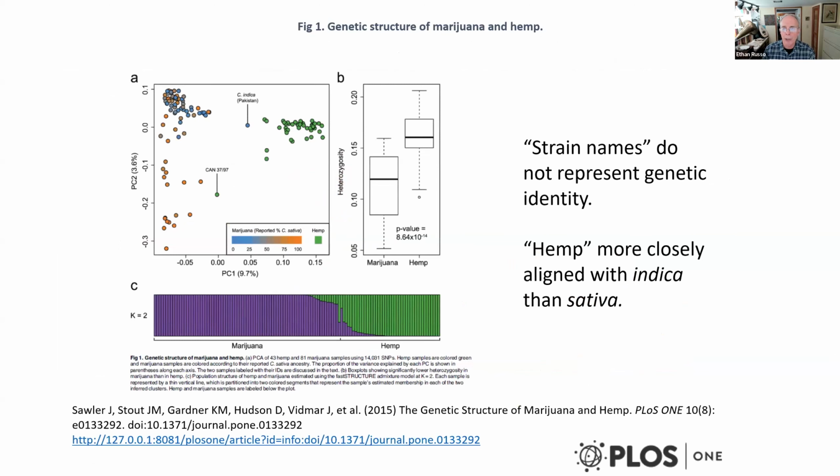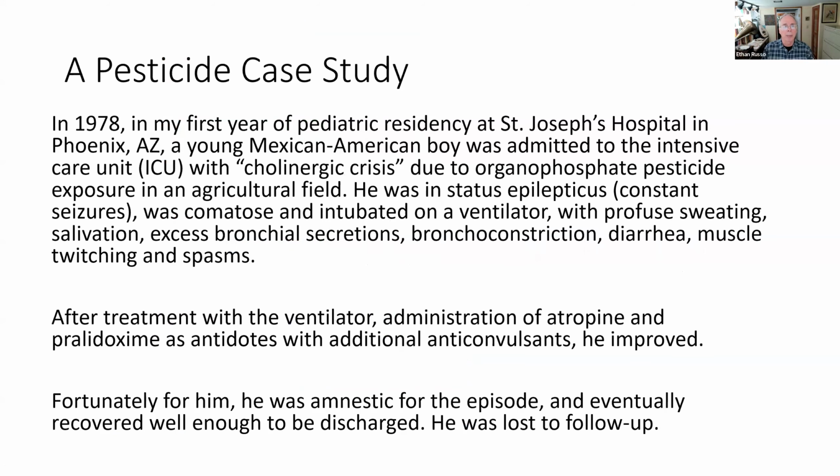Another study by Soller et al. So-called strain names, I'd point out that there are no strains in cannabis. There are strains of viruses, strains of bacteria. Better term is chemovar or cultivar. But strain names do not represent genetic identity. They found that hemp was more closely aligned with indica than sativa, which would be counterintuitive because most hemp has come from Europe and are plants that have typically been called sativa in the past. As you see how confusing and contradictory it can be.